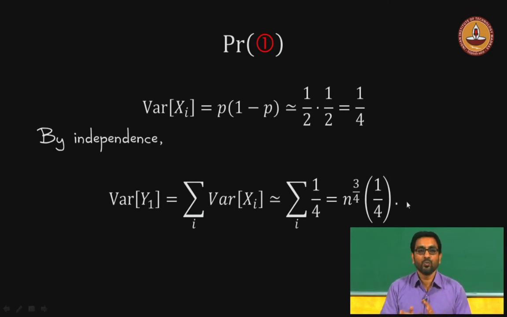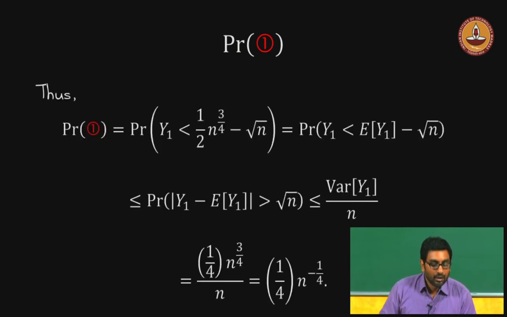So, we have the two pieces, the expectation and the variance. Let us proceed from here. Let us go back to stating the bad event. The probability of the first bad event, if you recall, is that y1 is less than n to the 3/4 by 2 minus square root of n. But what is n to the 3/4 divided by 2? That is nothing but the expectation of y1.